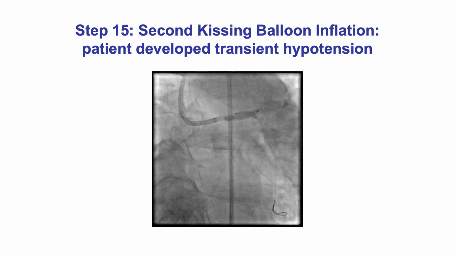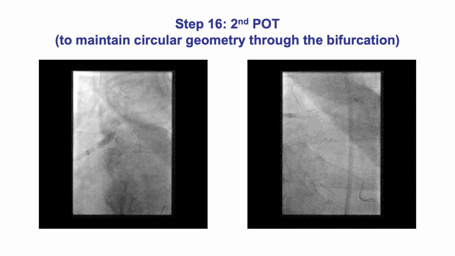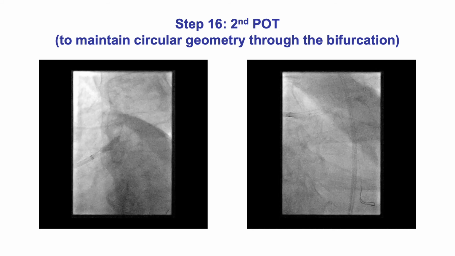And then we performed the second kissing balloon inflation. And interestingly, the patient developed transient hypotension, but his hemodynamics improved immediately after dilation. And then step 16 is to perform the second POT. And this is important to maintain the circular geometry through the bifurcation.